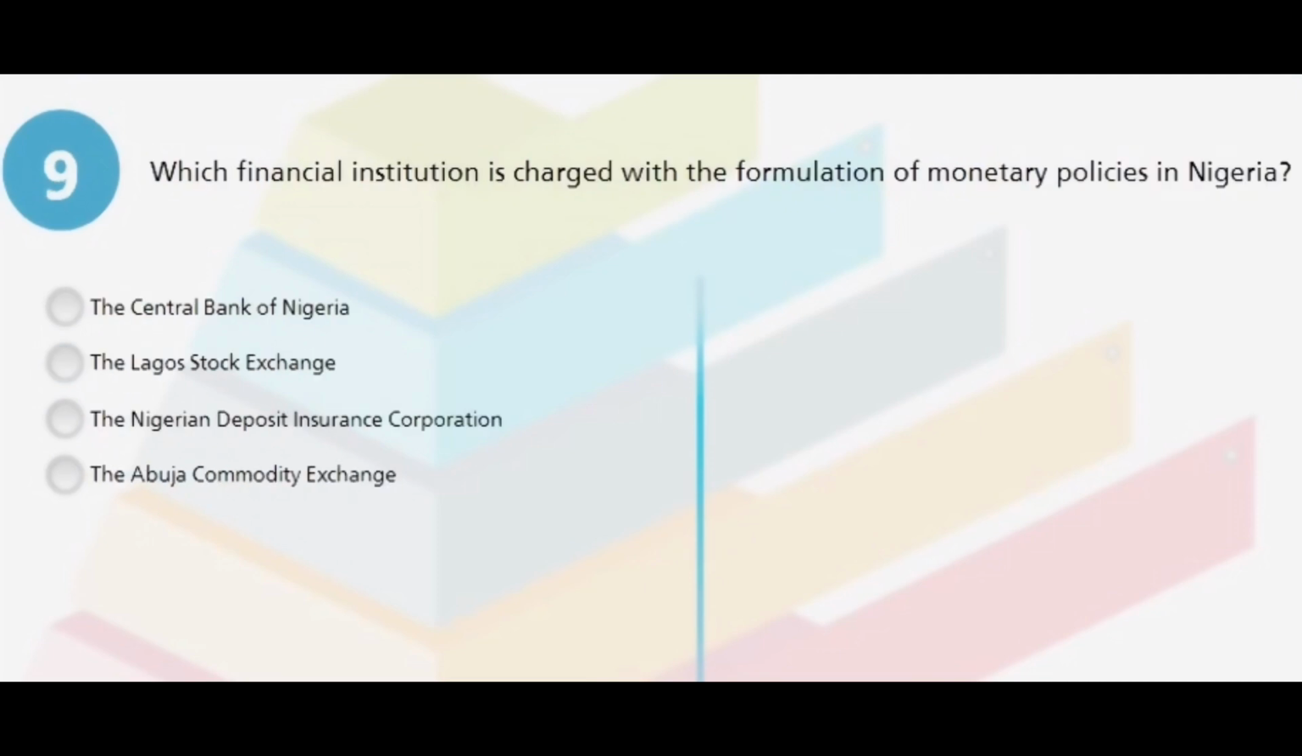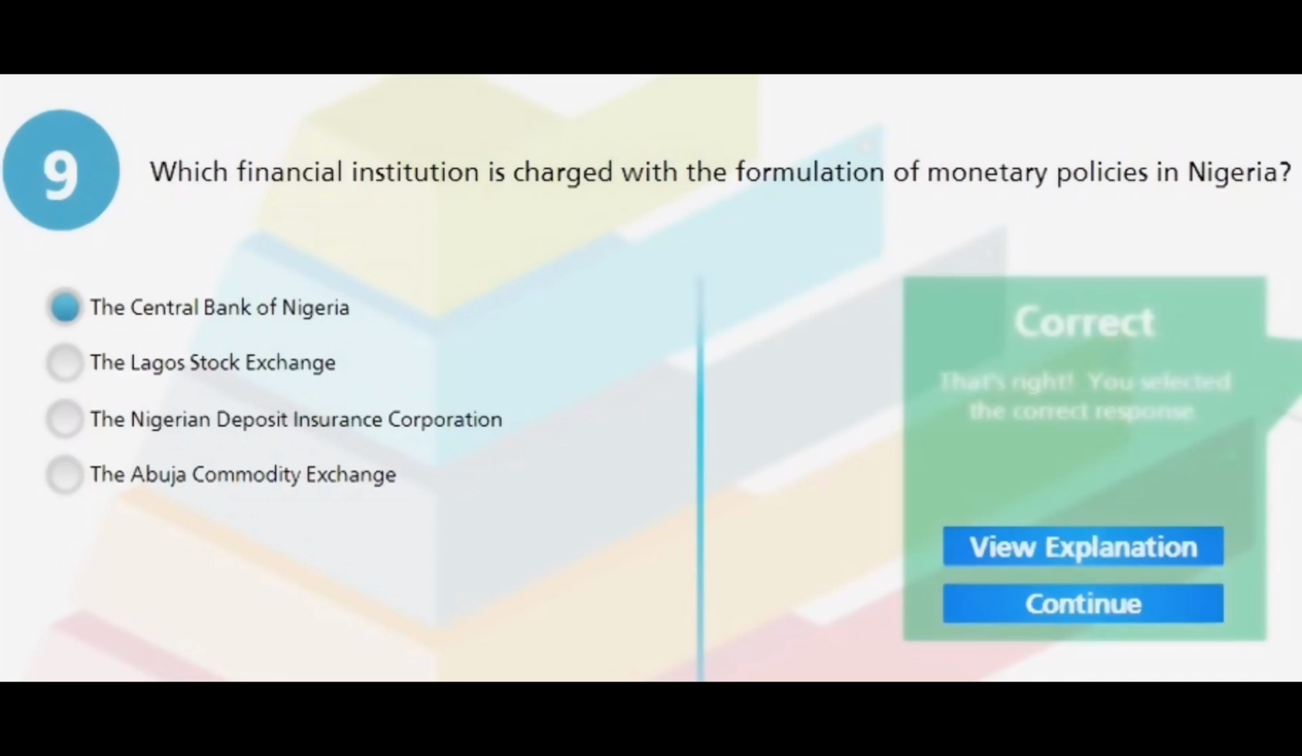Question 9. Which financial institution is charged with the formulation of monetary policies in Nigeria? The answer is obviously the Central Bank of Nigeria. It's not the Lagos Stock Exchange, neither is it the Nigerian Deposit Insurance Corporation or the Abuja Commodity Exchange. So the right answer is CBN.